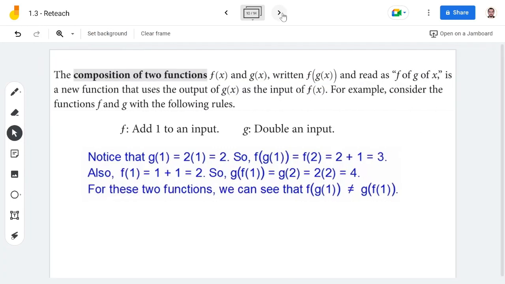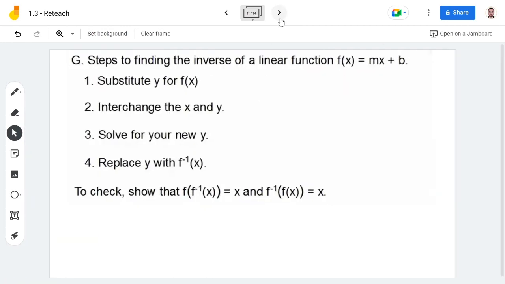Okay, now let's go to the composition of a function. Okay, let's leave this one for later. I will go back to this one because maybe it will confuse you if I do it now. Let's go here now for this.